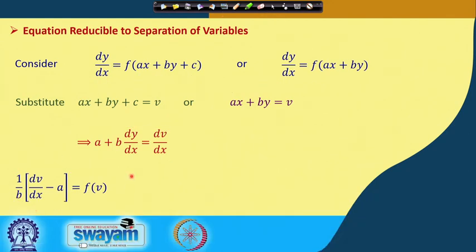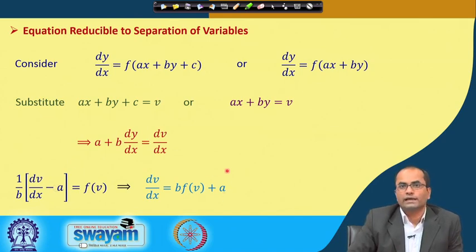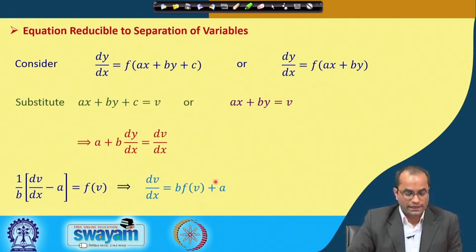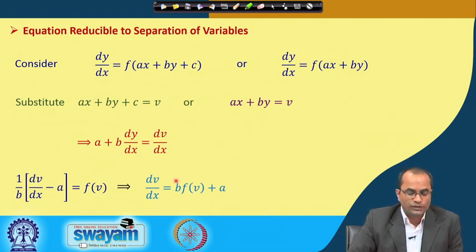Having this equation, we can just rewrite it. So dv over dx will be equal to, we multiply by b first, so that will be b times f of v, and then this a will also go to the right hand side. So we have dv over dx is equal to b times the function of v plus a. Now this equation is in separable form, because this right hand side has only v, there is no x here anymore. So we can take everything to the left hand side, and dx, the differential of x, can go to the right hand side.